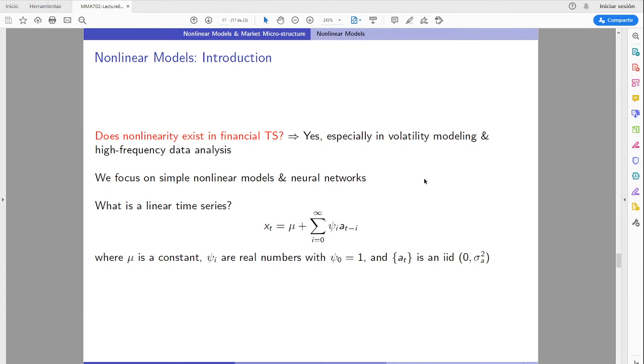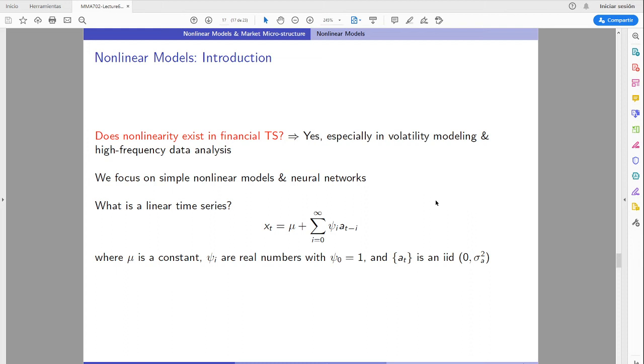So the next thing we're going to discuss is a small introduction to nonlinear models. And first we're going to answer the very first question that appears. Does nonlinearity exist in financial time series? Short answer, yes. Long answer, especially yes in volatility modeling and especially yes in high frequency data analysis.